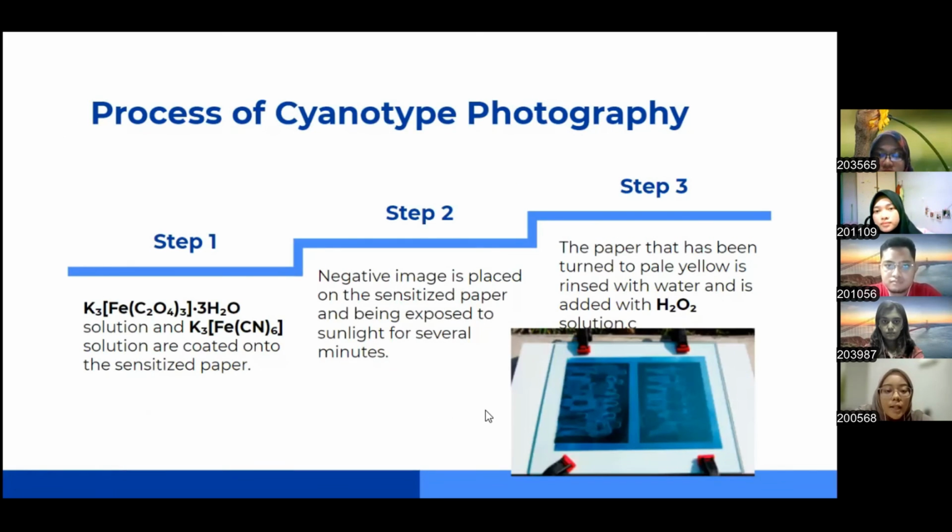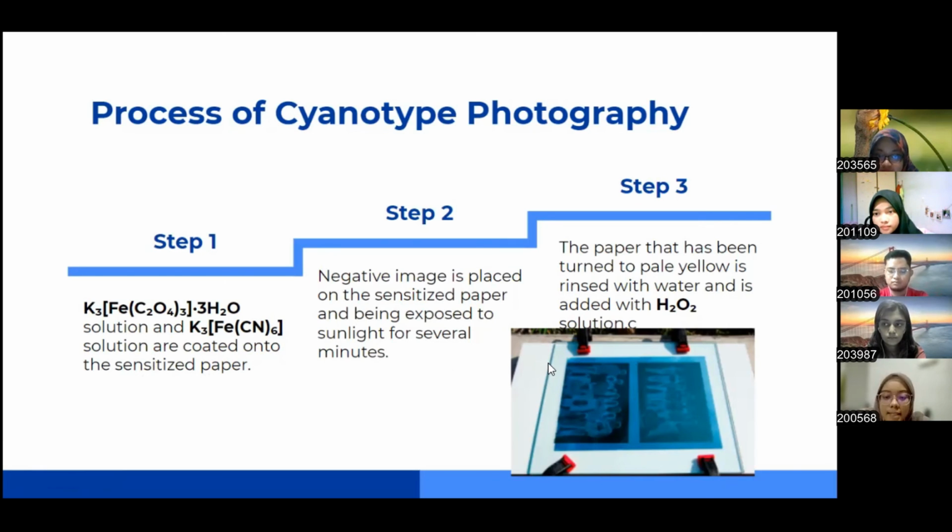The process of cyanotype photography is, firstly, we have to mix the solution of potassium trisoxalato ferrate 3 trihydrate with potassium ferricyanide and coat them on a sensitized paper. Sensitized paper is paper that will produce the final blueprint image. And then we will put a negative image on top of the sensitized paper. A negative image is an image that we printed on a translucent paper.